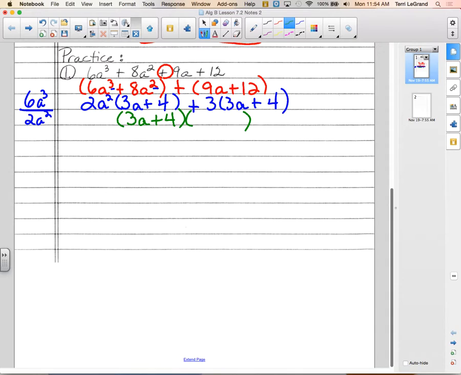Cameron? 2a squared plus 3. Yeah. When you divide 3a plus 4 out of that one, you get 2a squared. When you divide 3a plus 4 out of that one, you get 3. The one they have in common becomes the GCF. It gets divided out. So let's write it again: 3a plus 4 times 2a squared plus 3 is the factored name.